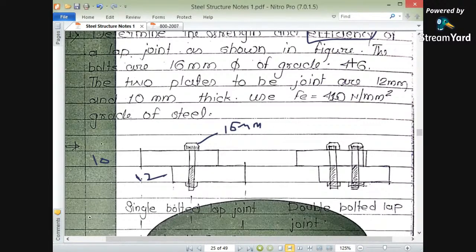And what is the grade of bolt? The grade of bolt has been taken as 4.6. What are the sizes of plates? 10 mm and 12 mm. What is the yield strength? That is Fe 410 grade of steel.